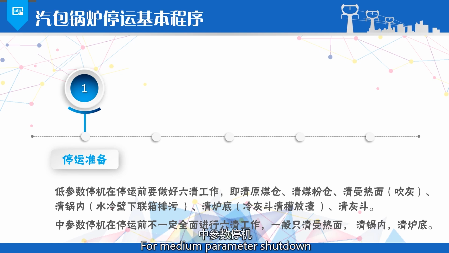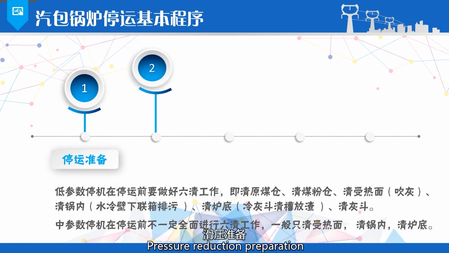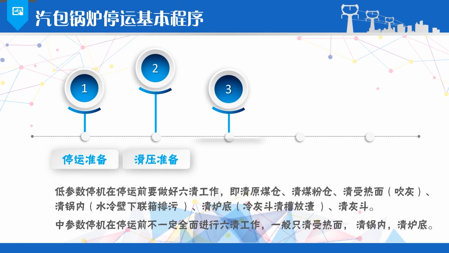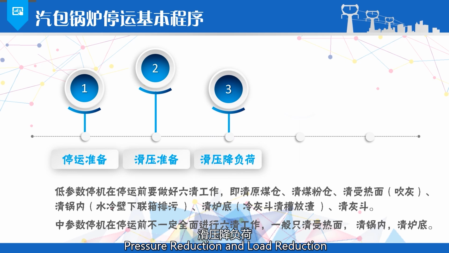hopper. For medium parameter shutdown, before the shutdown, it is not necessarily required to comprehensively perform the 6 cleaning tasks. Generally, only the heating surfaces inside the boiler and the furnace bottom need to be cleaned. The turbine generator should be prepared for shutdown. Second, pressure reduction preparation. Third, pressure reduction and load reduction.